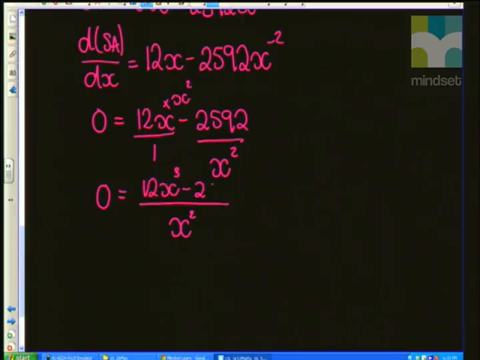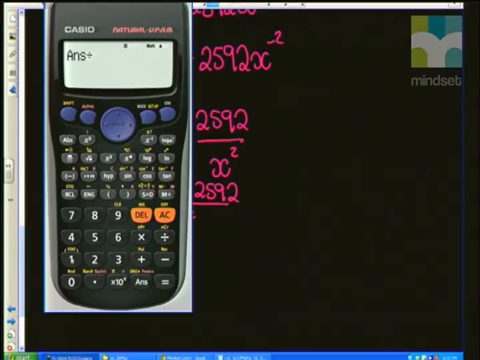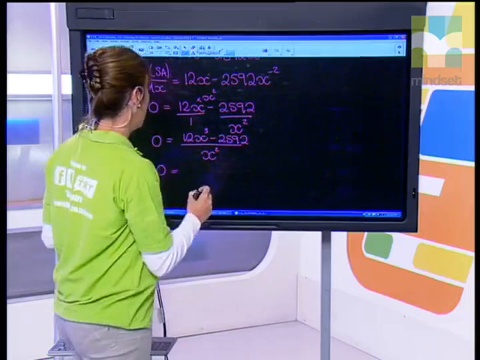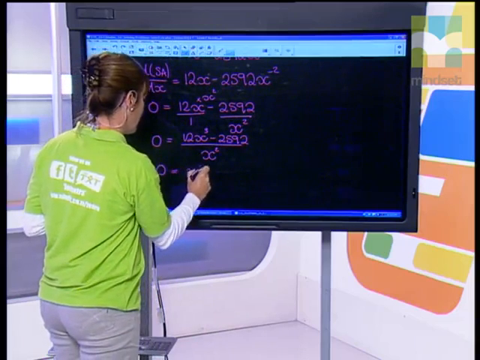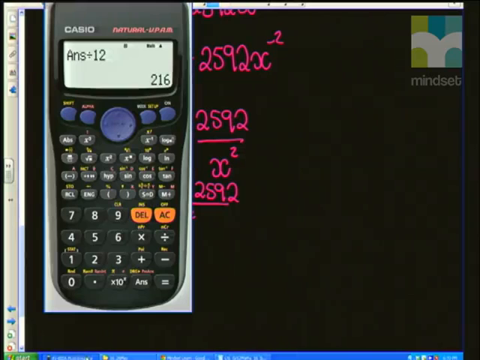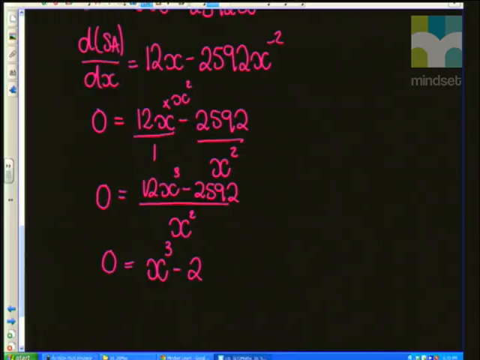And minus 2592. Okay? And once we've done that, we can drop our denominator, leaving us with just... Now let's just see here, 2592. If we divide that by 12, 216. Okay, so what I'm basically doing here, grade 12s, is I'm taking out 12 as a common factor, all right? And by taking out 12 as a common factor, we're left with just x cubed minus 216 was our number. And that's what we've got over there.